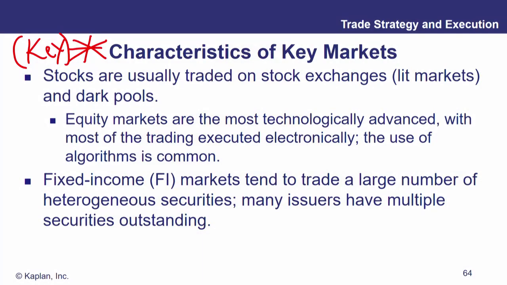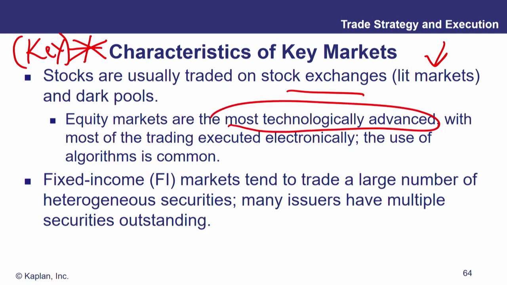So guess what? Stocks are usually traded on stock exchanges, normally lit markets, but they also can trade on dark pools. The equity markets are actually the most technologically advanced, and most of the trading is executed electronically, and this use of algos, or algorithms, is extremely common.